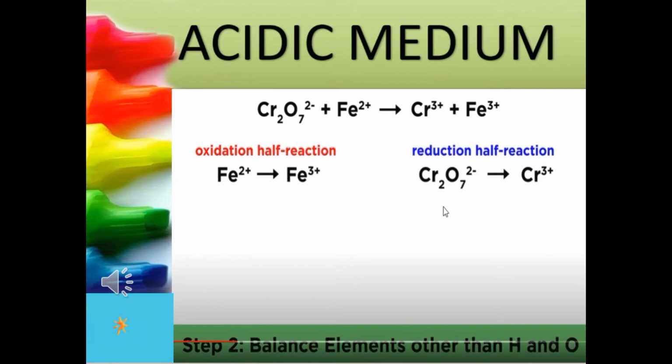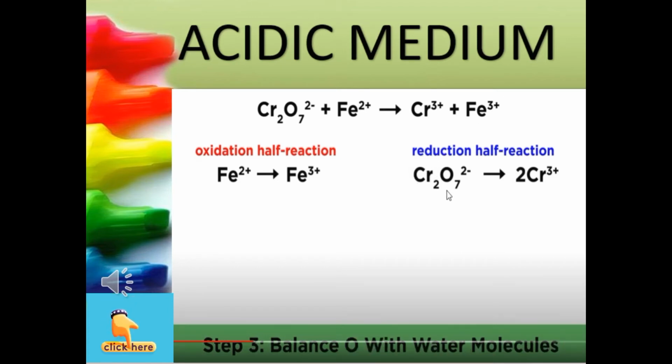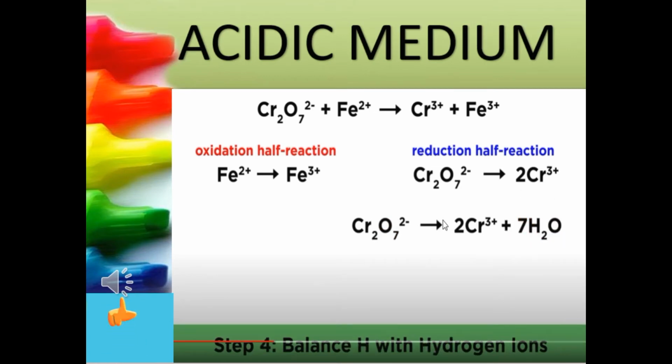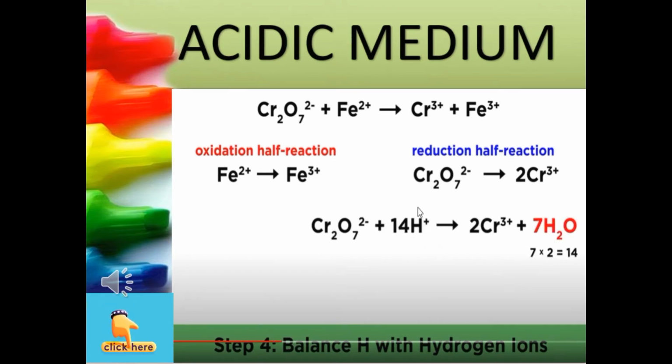Now we must balance each half reaction, starting with elements other than hydrogen or oxygen. We can see that for the reduction, we need to put a 2 here to get 2 chromium atoms on each side. Next, we balance oxygen by adding water molecules. We have 7 oxygen atoms on the left, so we need to add 7 water molecules to the right, since there is 1 oxygen per molecule. Now we can balance hydrogen atoms by adding hydrogen ions. Since there are 14 hydrogen atoms on the right from the 7 water molecules, we will need 14 hydrogen ions on the left. This means all of the elements are balanced.